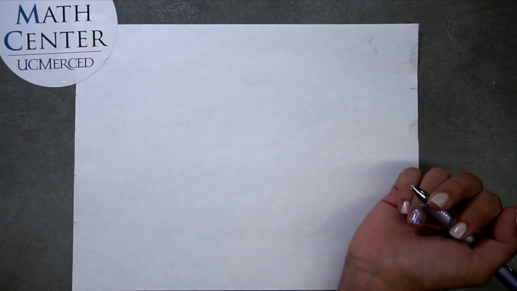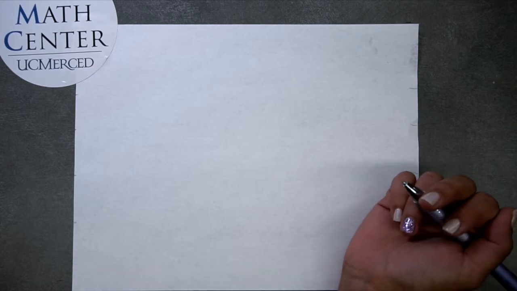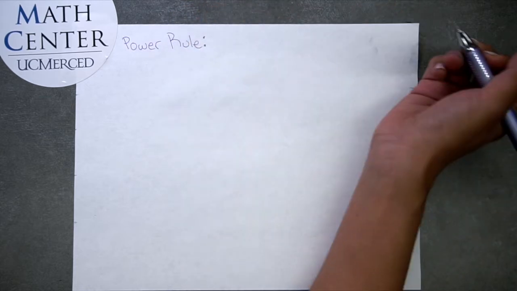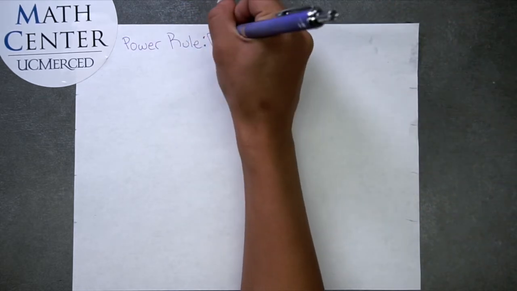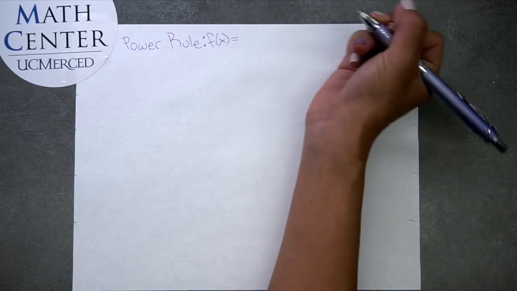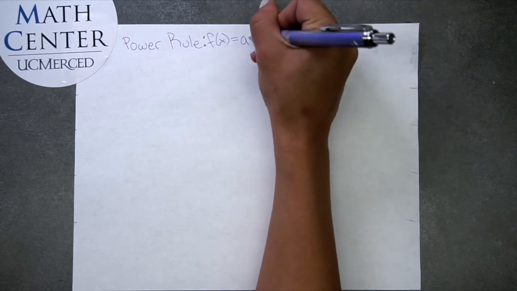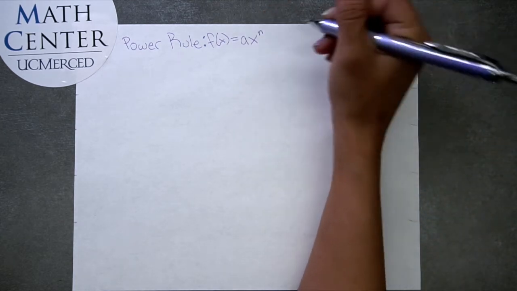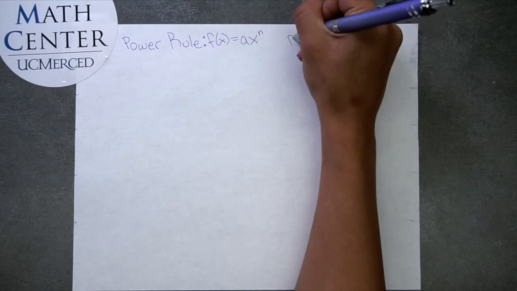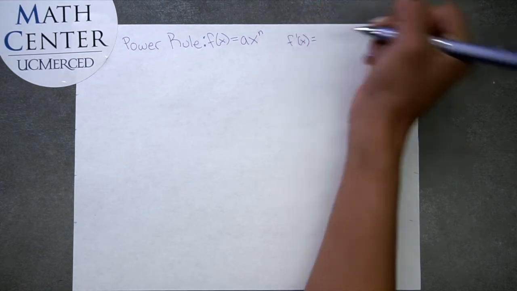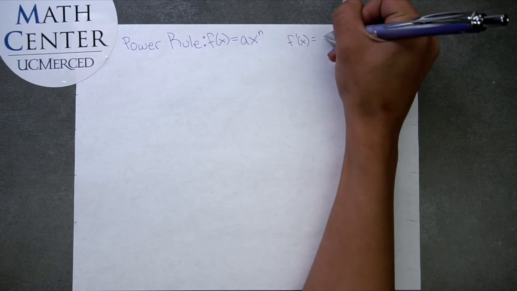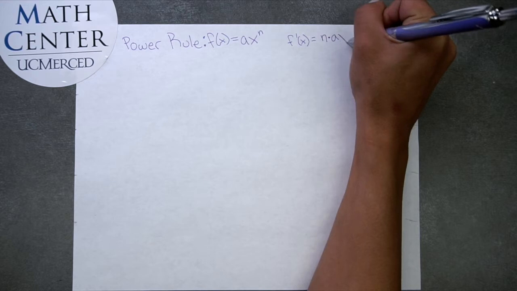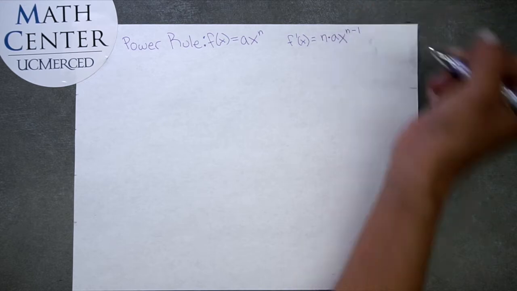Today I'm going to be showing you guys how to take the derivative of a function using the power rule. So say we have a function in the form of f of x equals a times x to the n power. To take the derivative of this, the power rule says that it's equal to n times a times x to the n minus 1 power.